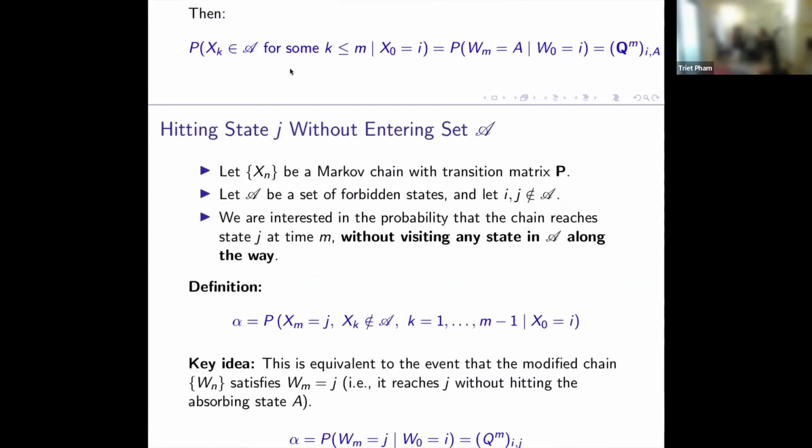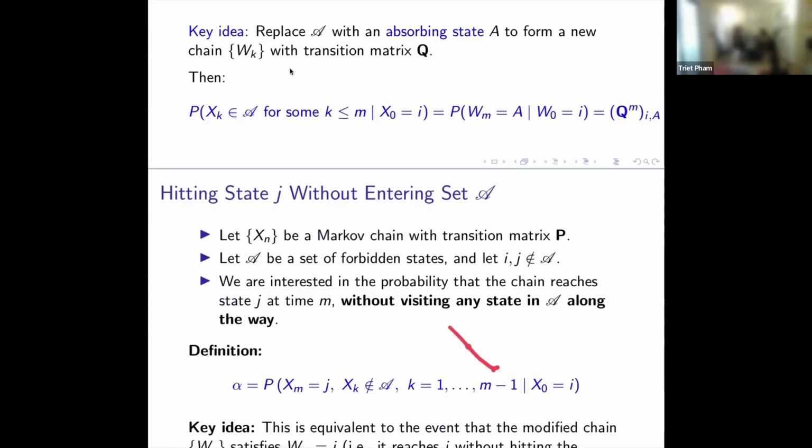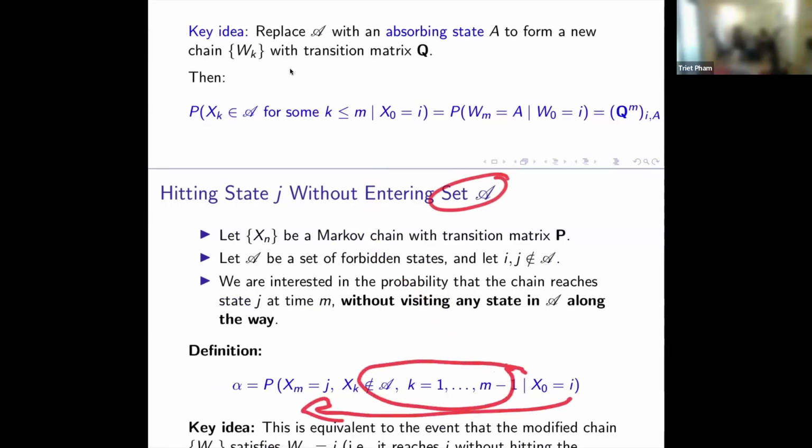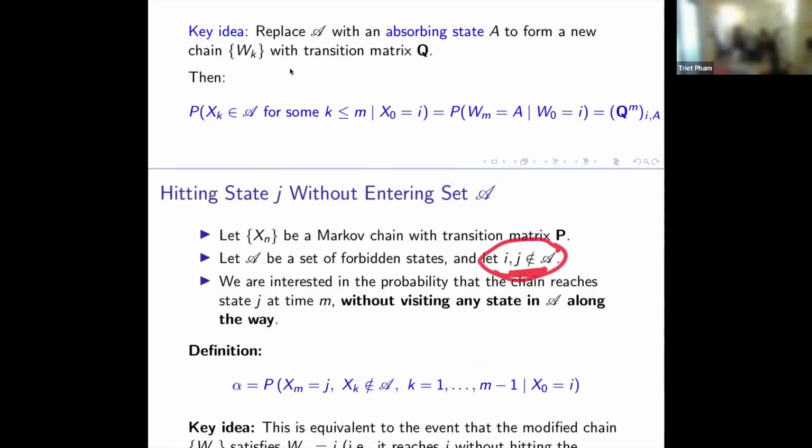All right. Another one is similar, but now we don't want to be in A. We want to move from i to j, avoiding A during our trip. But notice here, i and j are both not outside of A. So in terms of our example, it's like we move from 1 to 2, avoiding, let's say, 3, 4, 5 on our path.